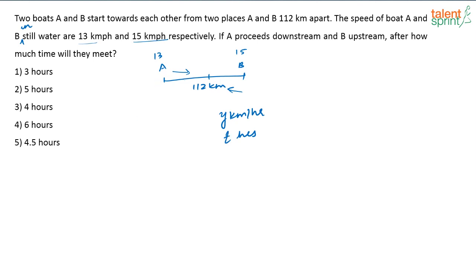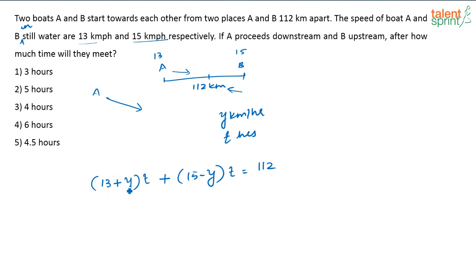So what is the distance that is travelled by boat A? The distance travelled by boat A will be 13 plus y, because boat A is going downstream. So 13 plus y into t. Similarly, plus 15 minus y into t, that is equal to how much? 112. So this is the total distance traveled. Both the boats are meeting in time t, so the total time taken to travel is t hours. In this t hours, what is the distance that is travelled by boat A?